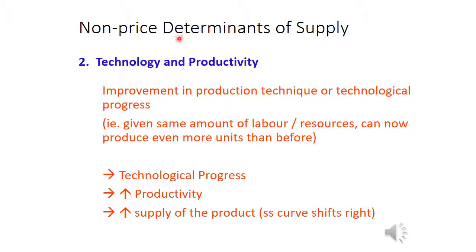Now, technology and productivity also have influence on how much the producer can produce. So improvement in technology will cause productivity to go up. That means the supply of the product can go up. Now, we mentioned an example in lecture, such as the manufacturing of LCD panels. It used to be very expensive, but when there's improvement in technology in the production of LCD panels, LCD panel prices have dropped significantly in the past few years. So this is one example where technology can affect the supply of the product.